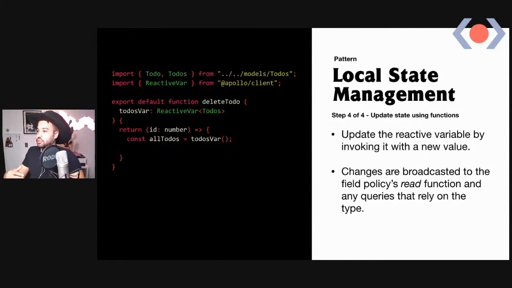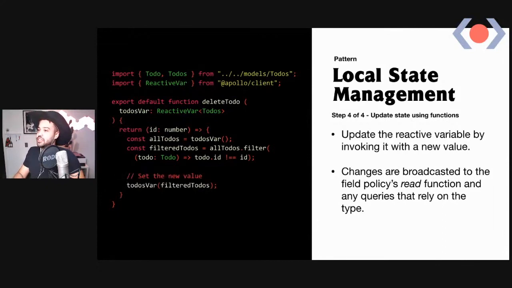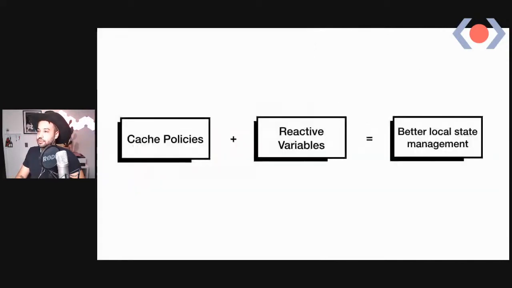So invoking the to-dos var gives us all the to-dos. Then we could filter by ID to create a new list of to-dos without the one we're deleting. And then we could save it back to the to-dos var reactive variable and trigger a re-render by passing it in as an argument. So again, in case you're sleeping, it's these cache policies and reactive variables used together that gives us a much better local state management story. And I think that's pretty cool. There's a lot of cool stuff in AC3, and I'm just barely scraping the surface.